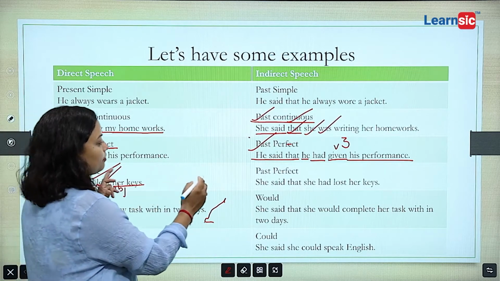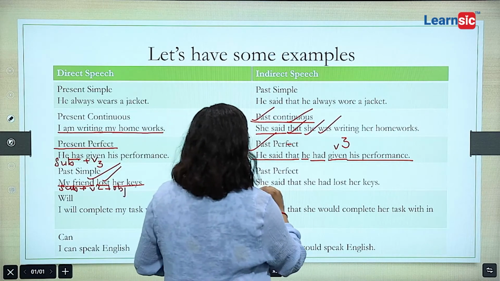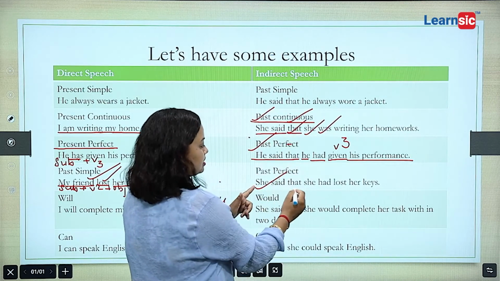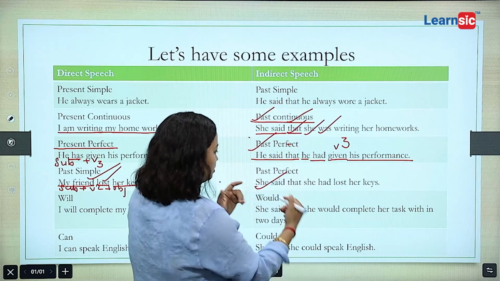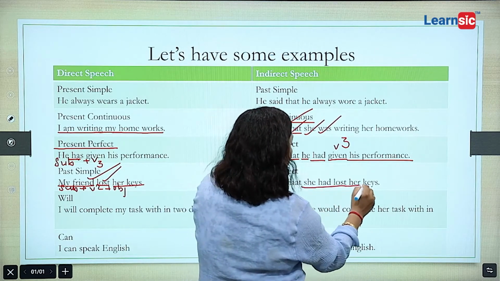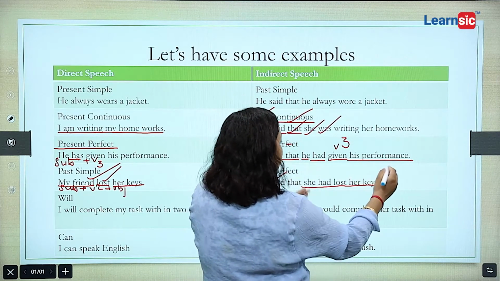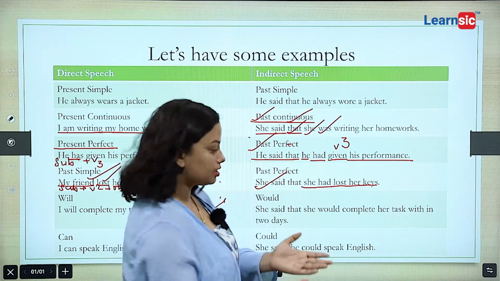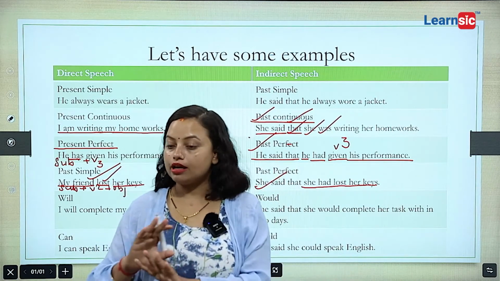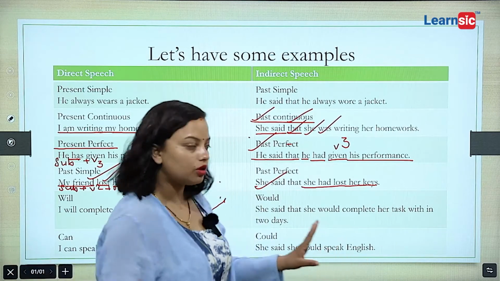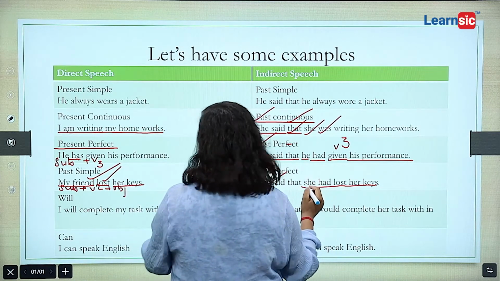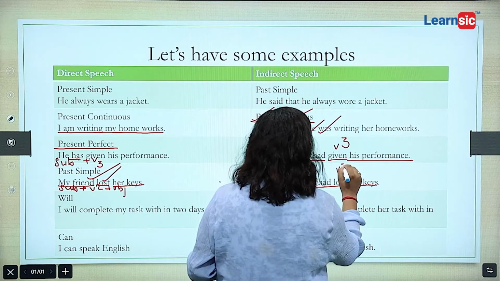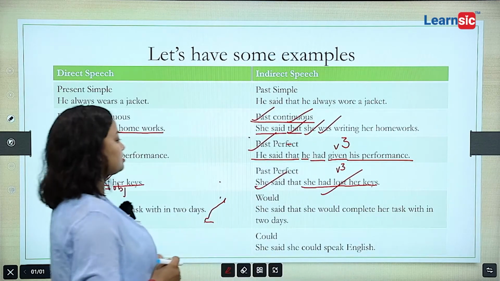In the past perfect, she said that, as it is. He said that, she said that, as it is. We are following the pattern. And now see, we have to take our problem out from those inverted commas. So she had lost. Lost means the verb 3 form. She had lost her keys.